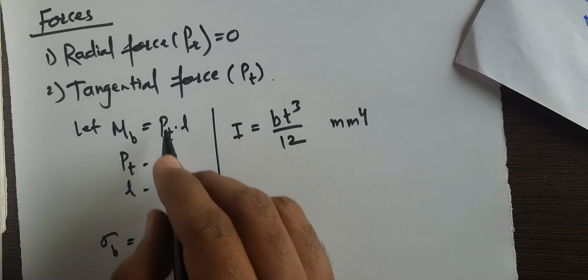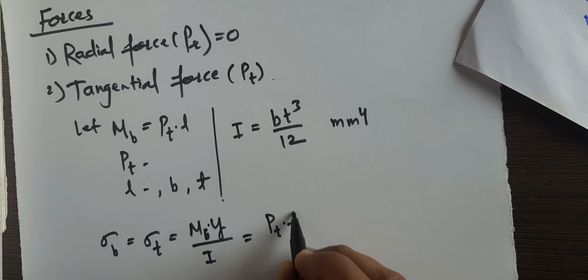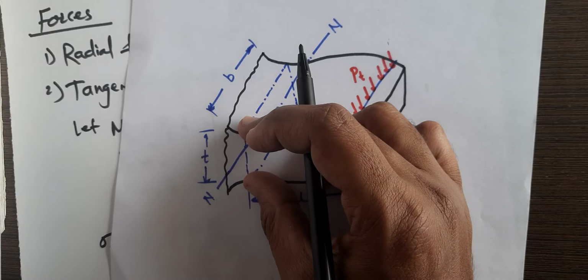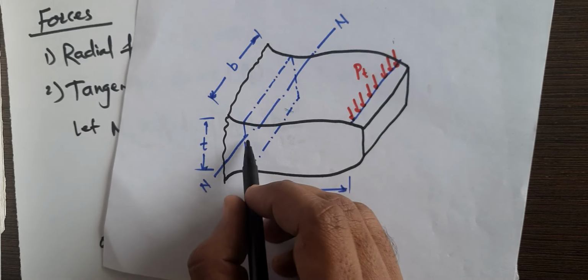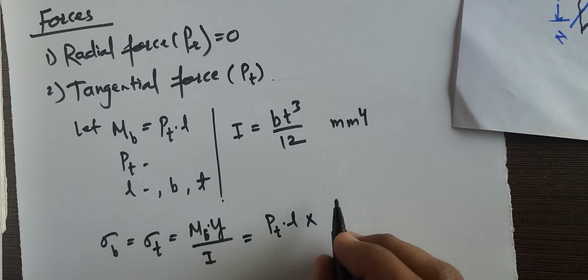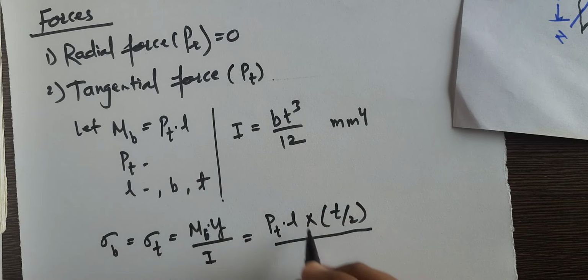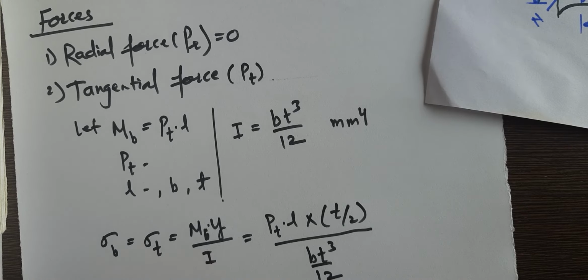Now our Mb we have calculated as Pt into L, and y is nothing but, see, your total vertical distance is t, so your vertical distance from the neutral axis will be t by 2, divided by I, the moment of inertia, bt cube by 12. Now if you simplify this, your equation of sigma t will become sigma t is equal to Pt into 6 times L divided by bt square.